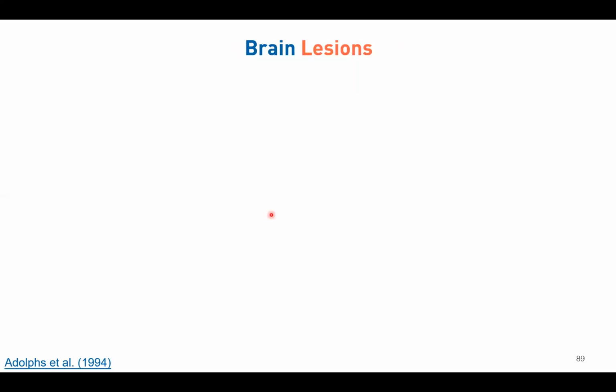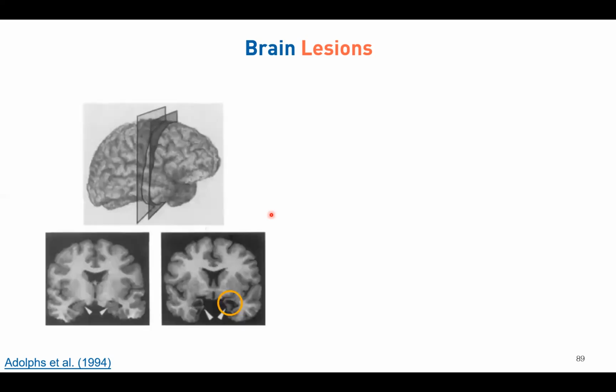The second technique I want to talk about is brain lesions. So somewhere in the brain is damaged. This is called brain lesions. For example, in one study from quite a few years ago, from 1994 by Ralph Adolphs and his entire research group, they looked at the behavior of amygdala lesion patients.